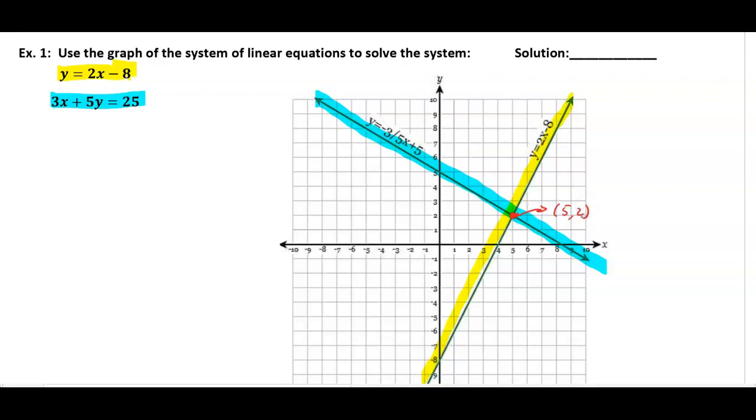ordered pair 5, 2. And if I take that ordered pair and I plug it in here, so if I say the solution is 5, 2, it's telling me x is 5, y is 2. So, does 2 equal 2 times 5 minus 8? 2 equals 10 minus 8. 2 equals 2. That checks off. The next one is 3 times 5 plus 5 times 2 equals 25. Well, 15 plus 10 is 25. That checks off, which tells you that the solution to this system is 5, 2.